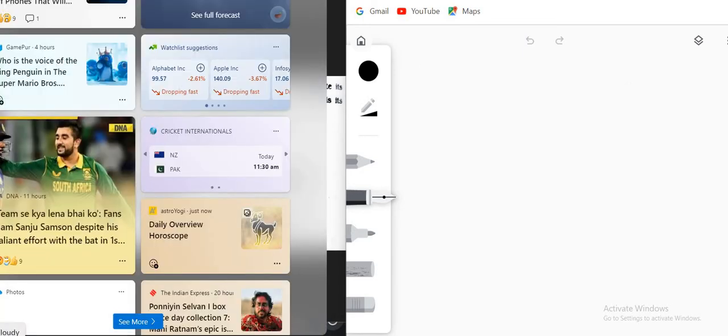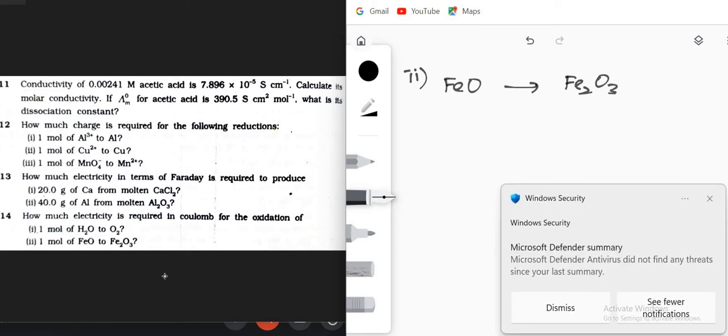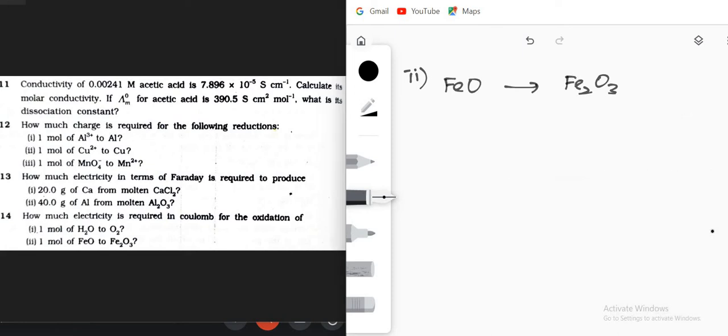Question number 14.2: 1 mole of FeO to Fe2O3. Ferrous oxide is given. We need to convert ferrous oxide into ferric oxide, Fe2O3. How to do this conversion? FeO is ferrous oxide, where the oxidation state of iron is +2. In ferric oxide, the oxidation state of iron is +3.